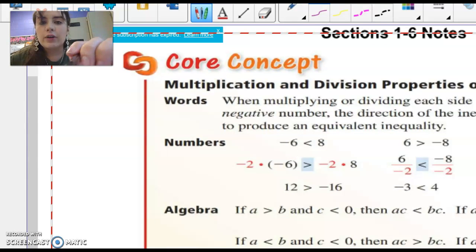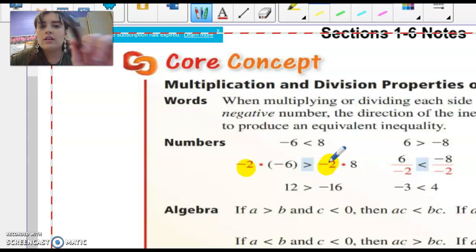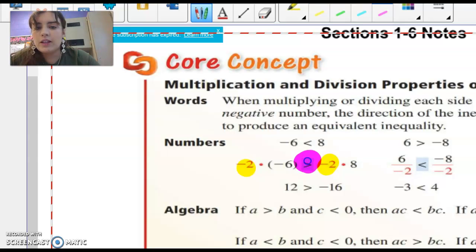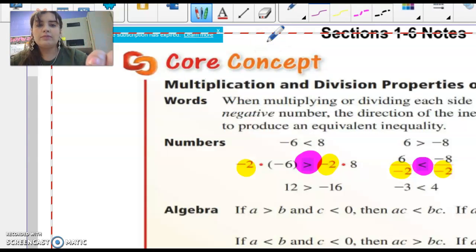Okay, so let's look at our core concept. We had negative 6 is less than 8. We multiplied negative 2 on both sides. And the most important part is that they flipped the sign. And if you look on the right, they divided by a negative number and they flipped the sign. So this is the only tricky thing about these inequalities, is that when you multiply or divide negative numbers, you flip your sign.